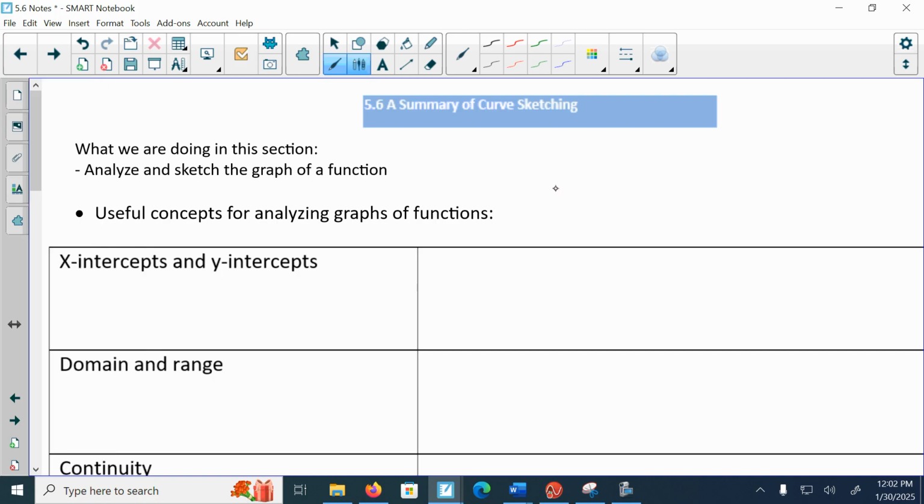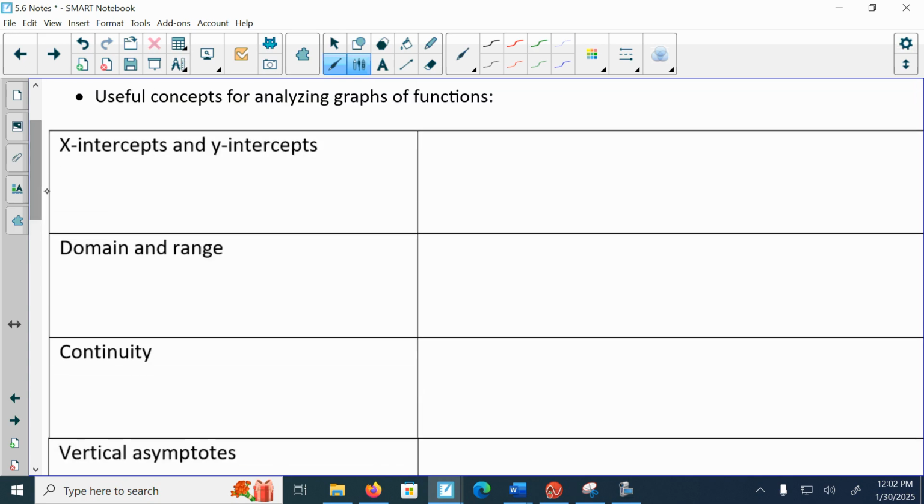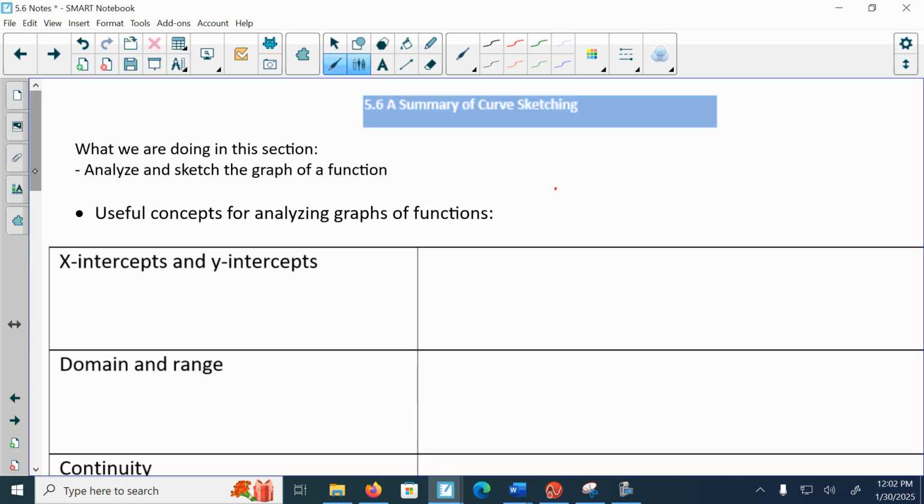What we're going to do in this is analyze the sketch graph of a function, hopefully without using a calculator. Just to remind you, part of this page is everything that we've already done throughout the course of the year, and in Algebra 2, we refreshed it this year.